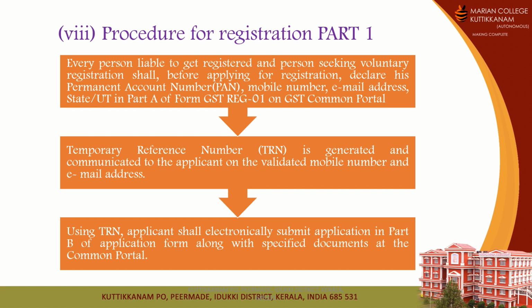After declaring all these things, he may be granted a temporary reference number, or TRN. A temporary reference number will be generated and communicated to this particular person, and it shall also be validated through mobile number and email address. Same as in the case where we want to purchase a particular product in an online shop or an e-commerce website, there may be validation of email address and mobile number. In the same manner, here also there will be a validation of the mobile number and email address.